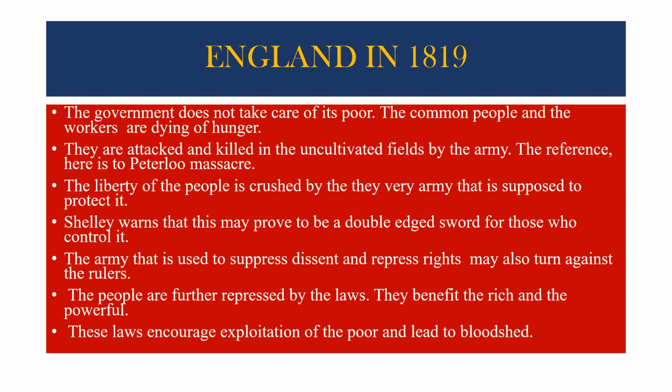So the government does not take care of its poor. The common people and the workers are dying of hunger. They are attacked and killed in the uncultivated fields by the army. The reference here is to the Peterloo massacre. The liberty of the people is crushed by the very army that is supposed to protect it. Shelley warns that this may prove to be a double-edged sword for those who control it. The army that is used to suppress dissent and repress rights may also turn against its rulers.